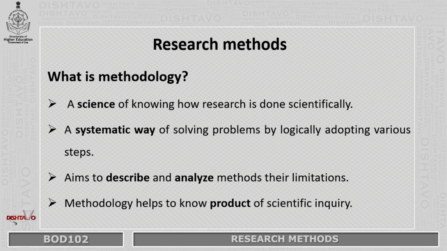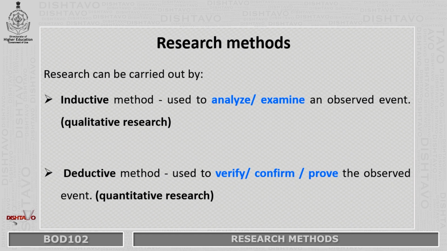Now let us understand what is the meaning of the word research methods. What is the meaning of methodology? Methodology refers to a science of knowing how research is done scientifically, or it is a systematic way of solving problems by logically adopting various steps. It aims to describe and analyze methods and their limitations, and methodology helps to know the product of scientific inquiry.